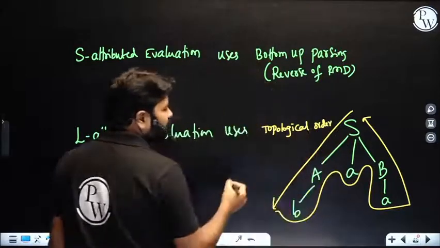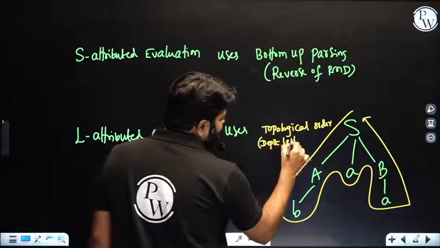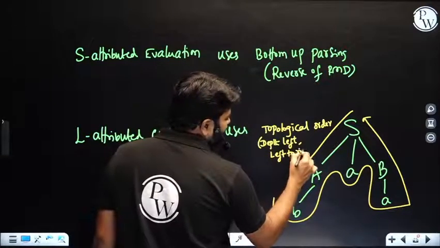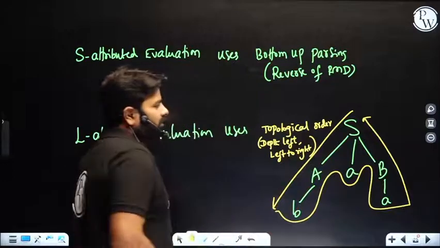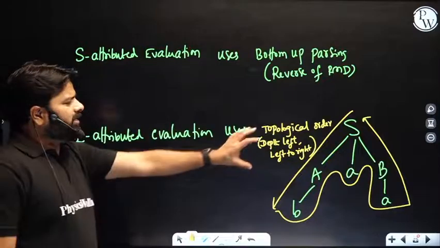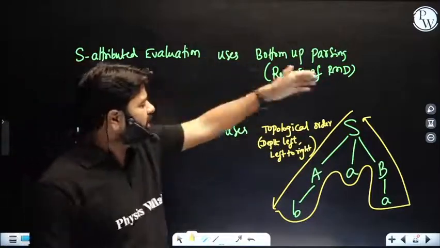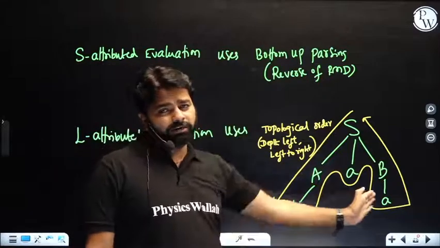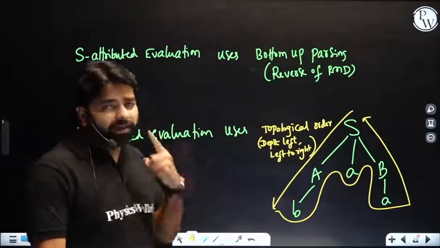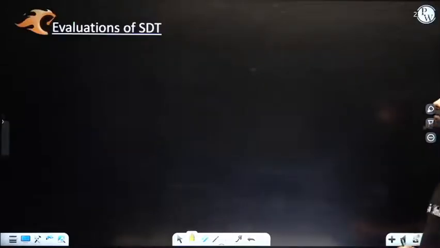That topological order basically follows something like depth left, then left to right, using some in order concept. Depth left and then left to right using in order concept. So this name is very difficult to say, like some people say in order, some people say topological order, some people say depth left and go from left to right. It all looks same, but try to understand how we evaluate with the help of an example. Okay, now let's come to the example to evaluate.